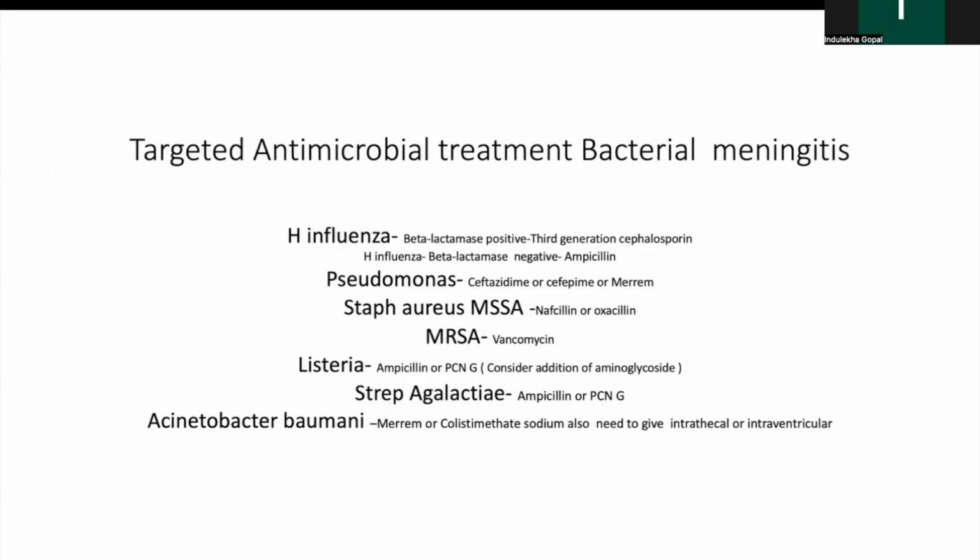For MRSA, vancomycin. For Listeria, I already told you ampicillin or penicillin. We have to consider addition of aminoglycosides. Strep agalactiae, ampicillin or penicillin G. Acinetobacter baumannii, its treatment is meropenem or colistin. Also, there is a need to give intrathecal or intraventricular colistin.